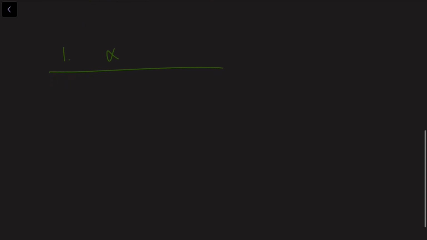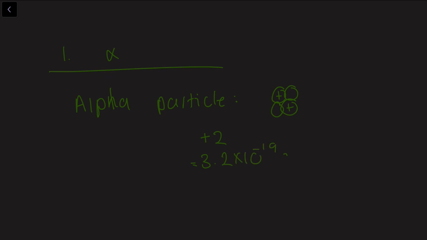Now, alpha radiation consists of these things called alpha particles. So they look like this. It is 2 protons and 2 neutrons. They have a charge obviously of +2, which would be 3.2 times 10 to the minus 19 coulombs, and they have a mass of 4 multiplied by 1.67 times 10 to the minus 27 kilograms. So that's the mass and the charge of them.